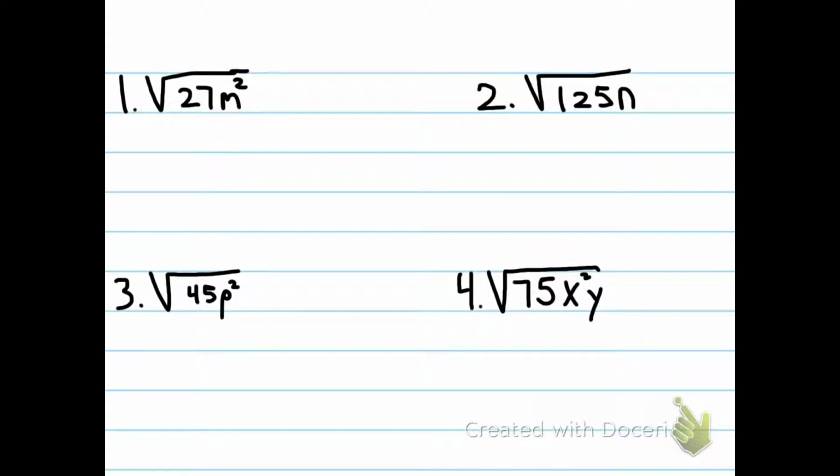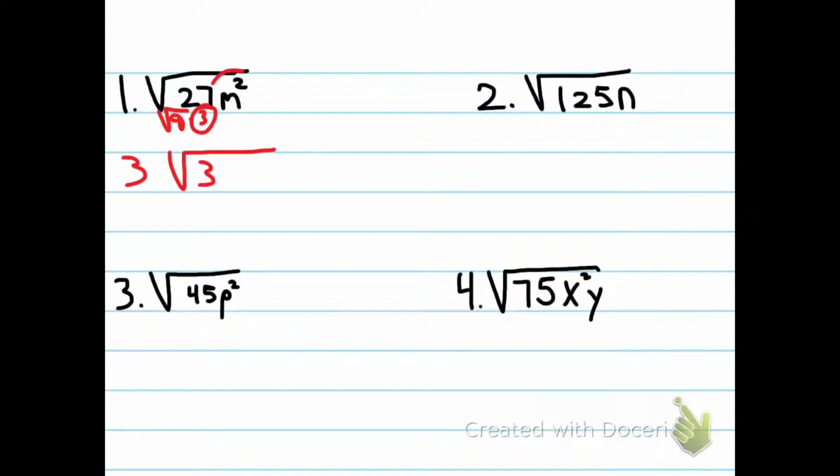So the thing that's different from part 1 is that we actually have a variable. So what you do is you find factors that have a square root as normal. So what I can think of is 9 and 3. So 9 times 3, and then the square root of 9 is 3, and then 3 is left on the inside.